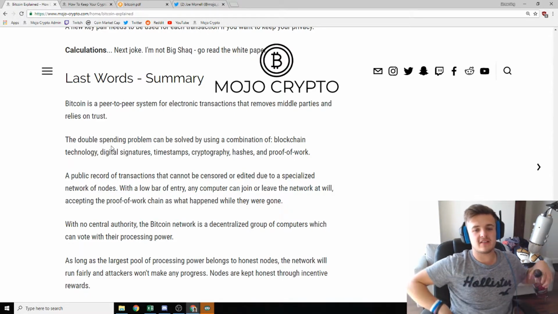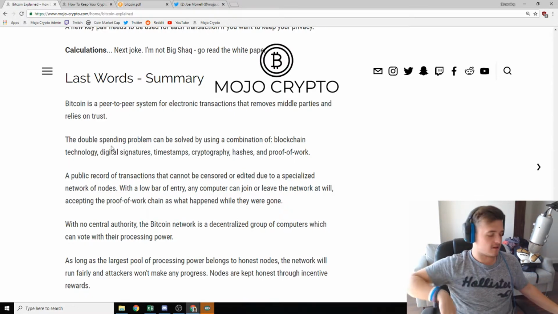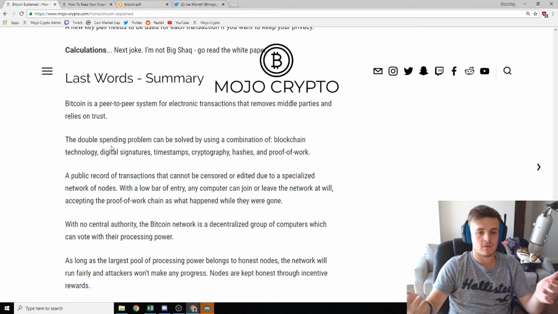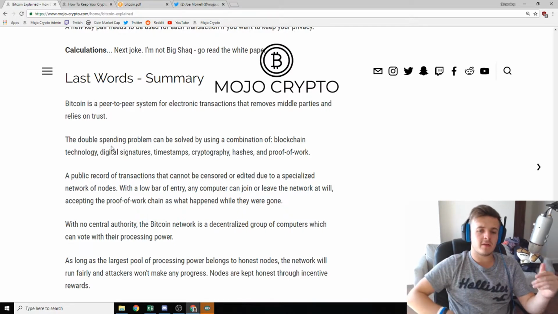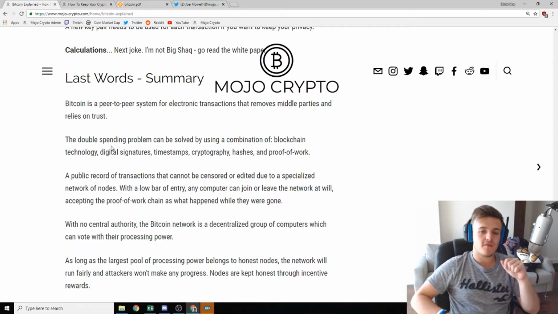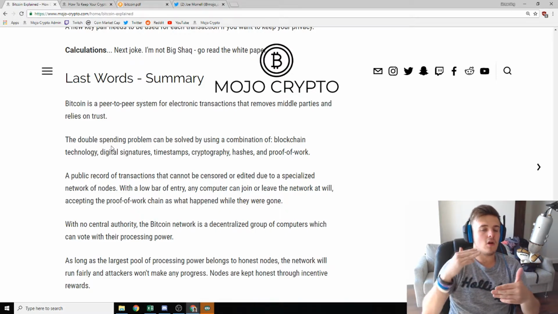A public record of transactions that cannot be censored or edited due to a specialized network of nodes, i.e. computers, i.e. miners. They're all running, so computers are running the whole network. With a low bar of entry, any computer can join or leave the network at will, accepting the longest proof of work chain as what happened while they were gone.